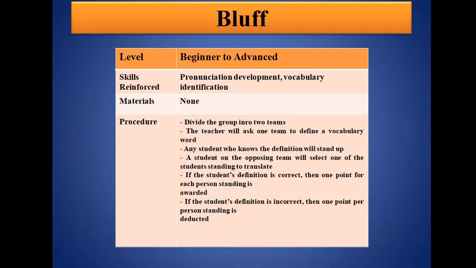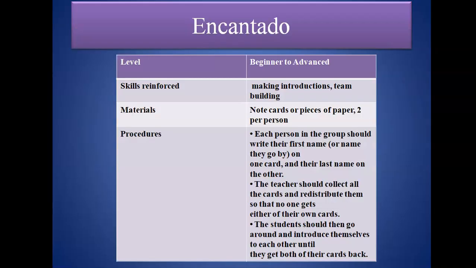Any student who knows the definition will stand up. A student on the opposing team will select one of the students standing to translate. If the student's definition is correct, then 1 point for each person standing is awarded. If the student's definition is incorrect, then 1 point per person standing is deducted.